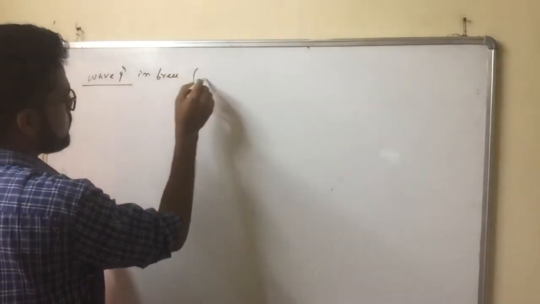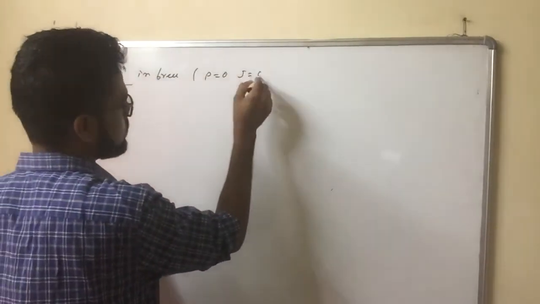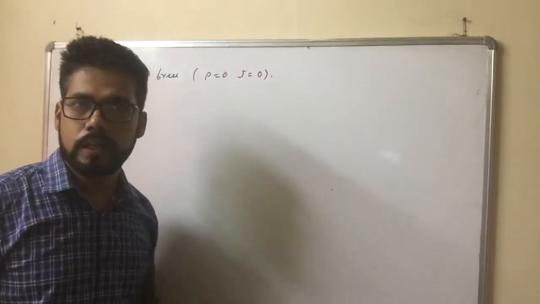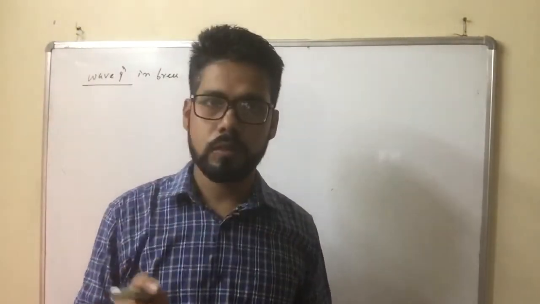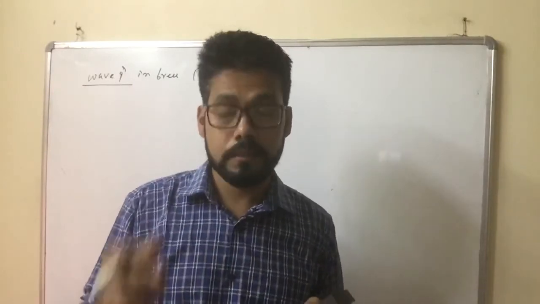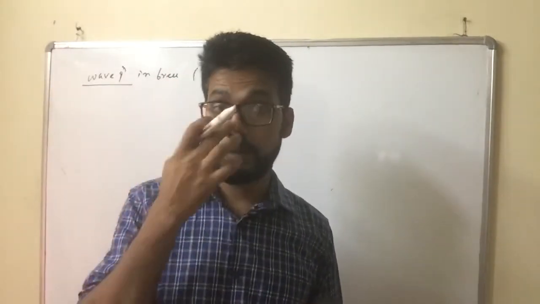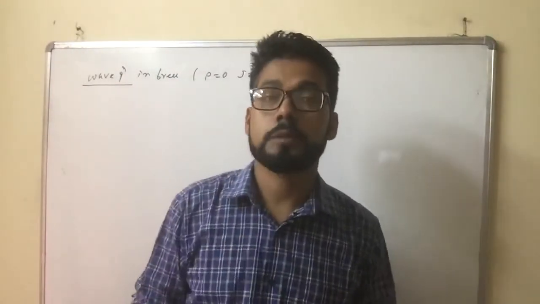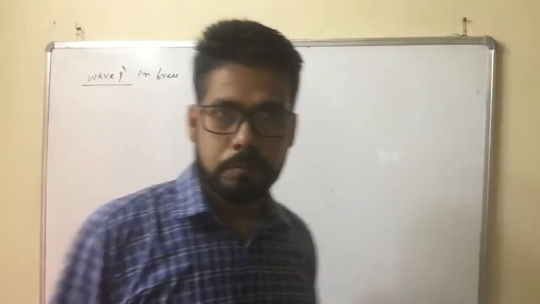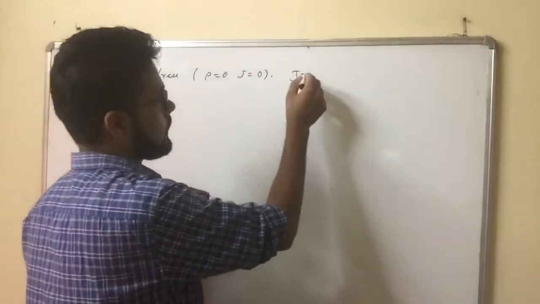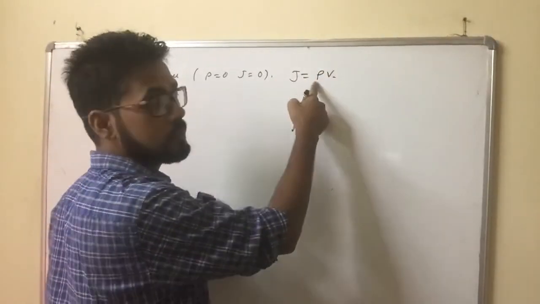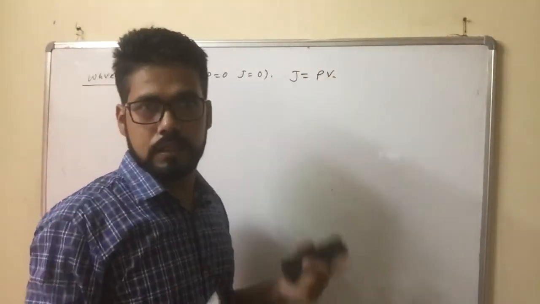In free space, what happens? Rho is 0, so J is 0. This is the condition. Why is rho 0? Rho is the total enclosed charge as per Gauss law. In a free medium, suppose vacuum, then rho is 0. Free charge is 0. Then current is obviously 0 because current equals rho V, charge density times velocity. So J is 0.